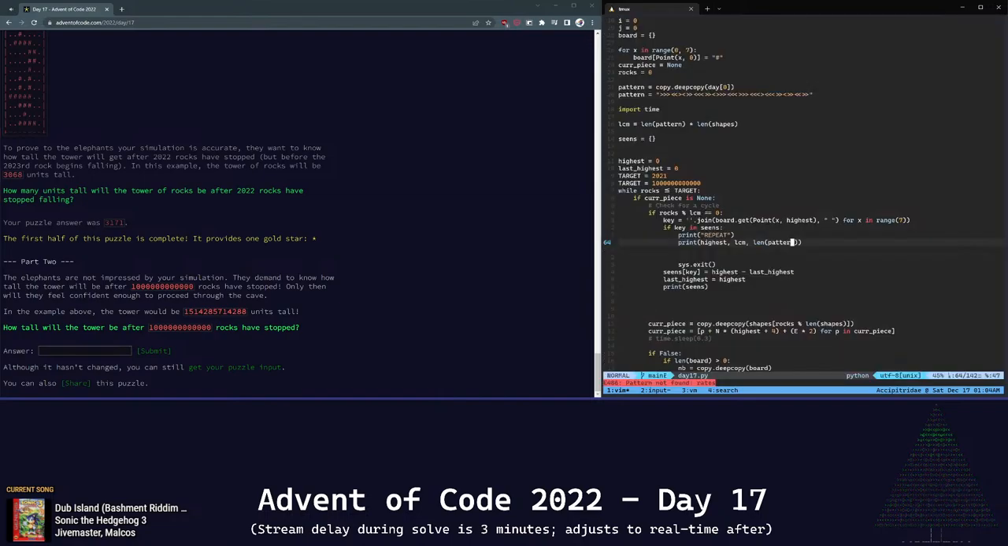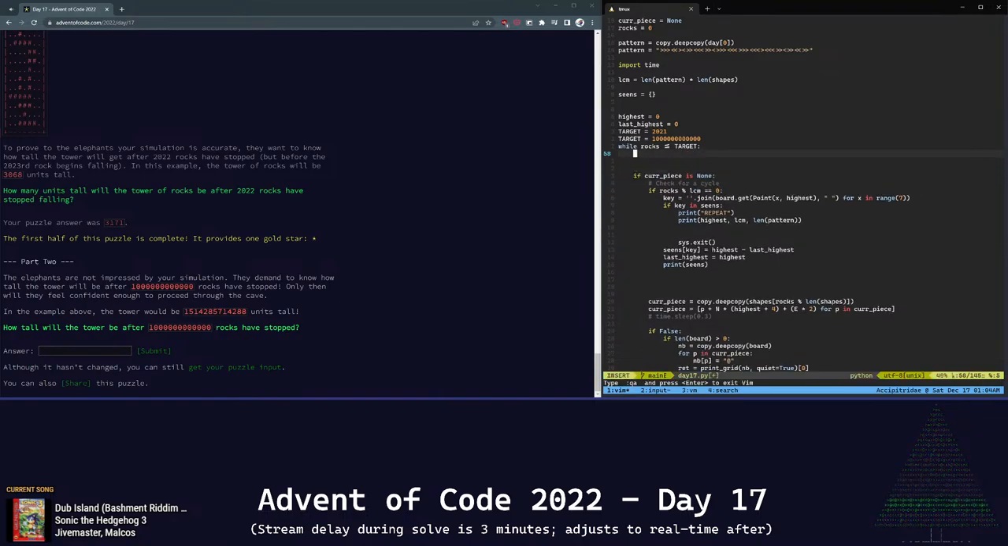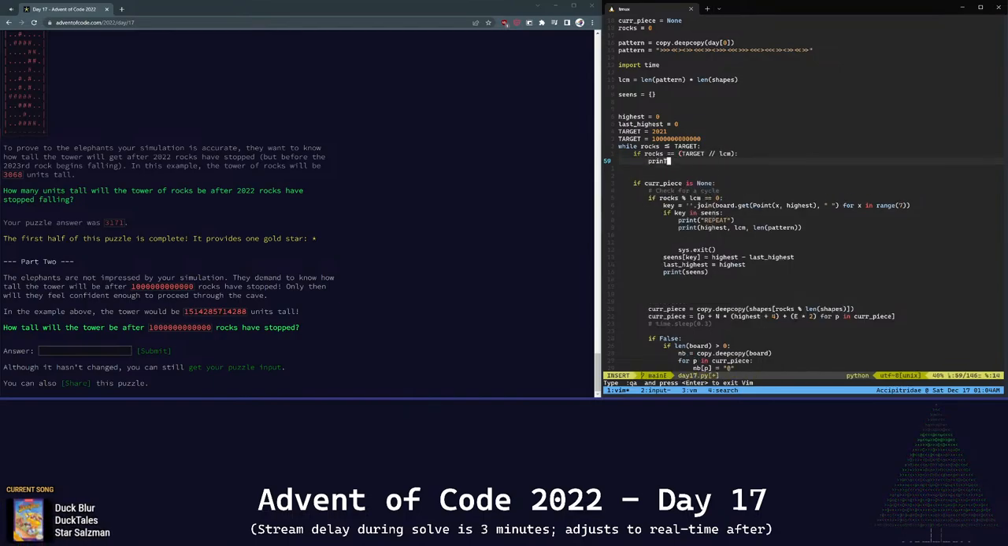so we need two pieces of information, right? We need to figure out if rocks is equal to, it's going to be the LCM, or no, it's going to be equal to target floor division divided by our LCM. Print how many, we need to know how many rocks we're at, we need to know where the highest point is.